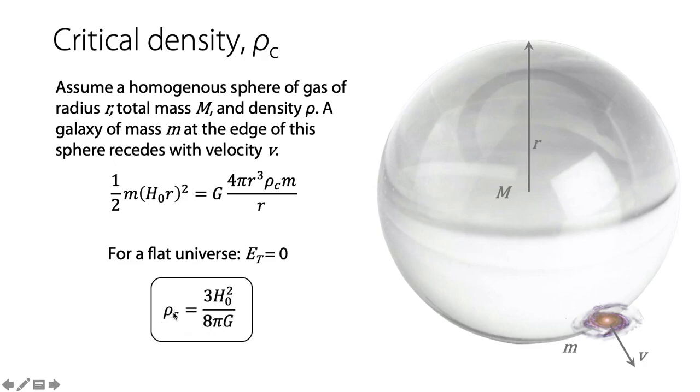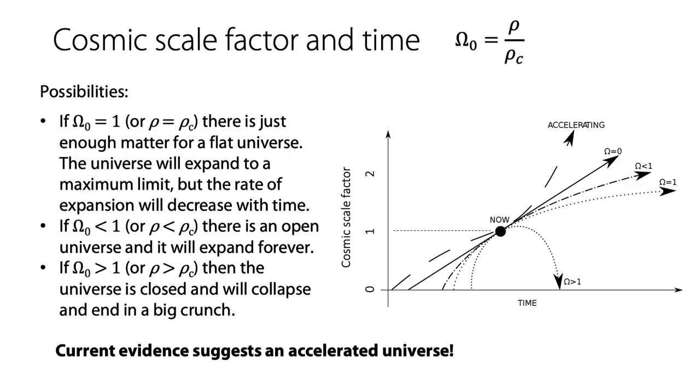So the critical density is dependent on whatever the expansion rate of our universe is, Hubble's constant, and whatever the strength of the universal gravitational constant is in this universe. Maybe other universes have a different value of big G, but this is ours. And we can work out what that is, and it works out to be about 5 atoms of hydrogen per cubic meter.